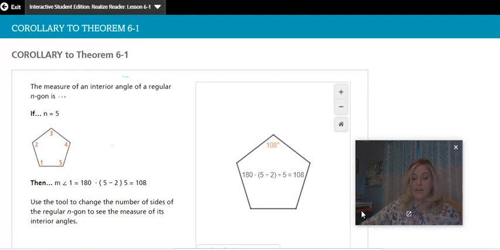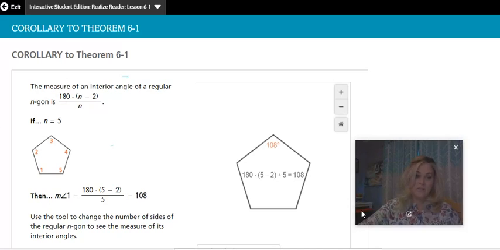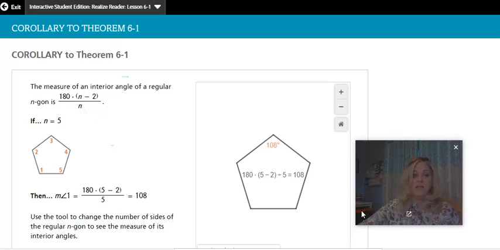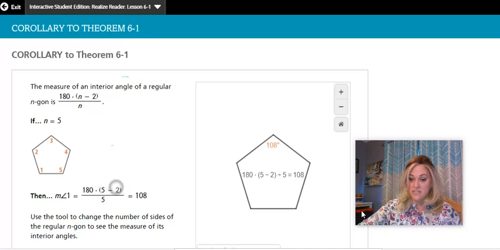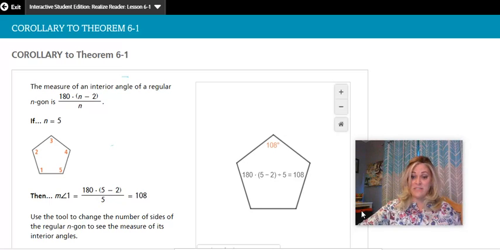All right, here's a corollary in addition to the theorem that we just talked about. If I know that the total is 180 times (n minus 2), then to find one angle, wouldn't I divide 180 times (n minus 2) by the total number of sides? So total 180 times the number of triangles, that's the 5 minus 2, but then you divide it by 5. So always think of that n as number of sides.